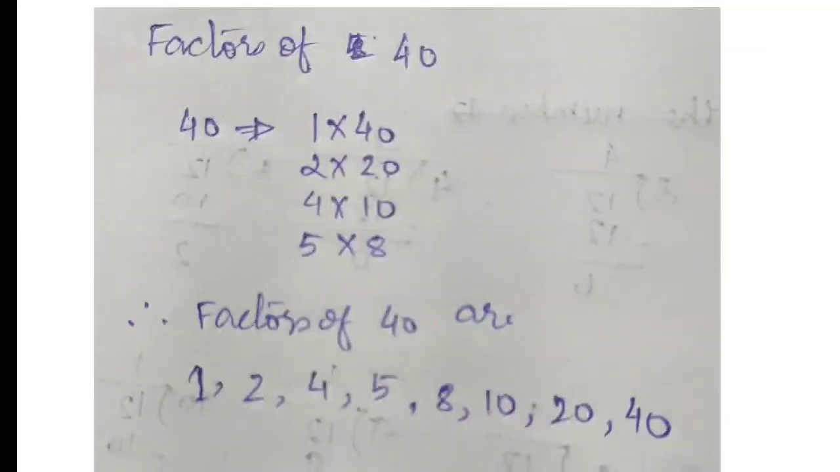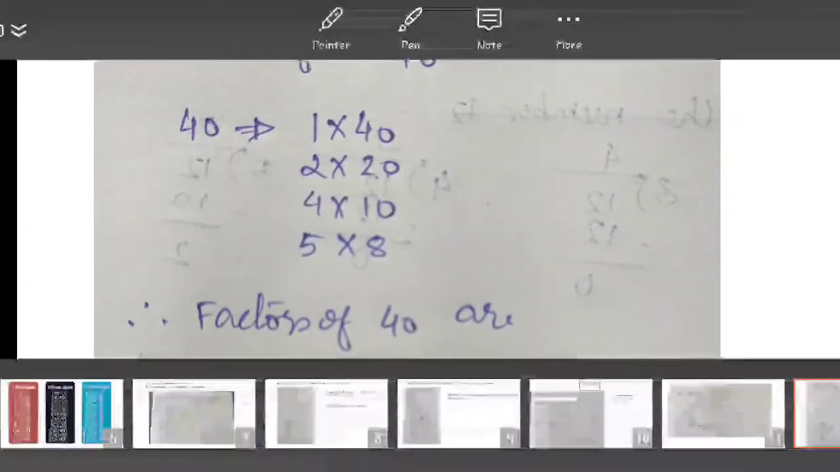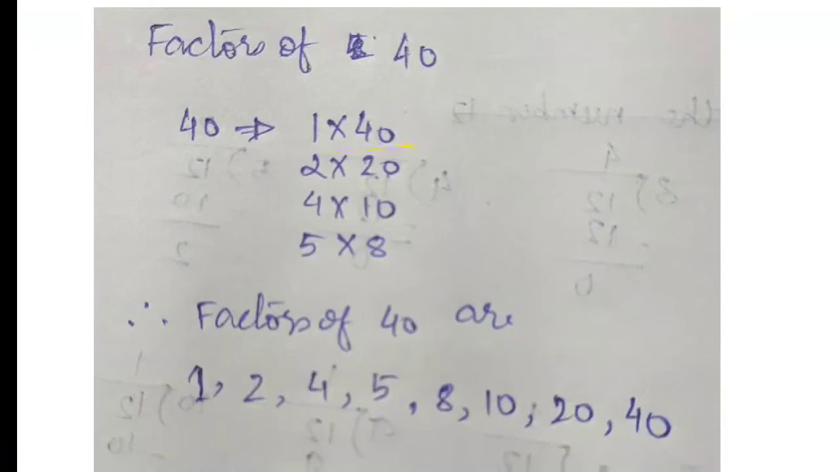If we consider the number 40, what are the factors of 40? Again we will start with the 1 table. 1 into 40 is 40. 2 into 20 is 40. 3 table, 40 is not there. 4 table, 4 tens are 40. 5 table, 5 eights are 40. If you go to the 6 table, there is no 40. 7 table also no 40. Go to the 8 table, 8 fives are 40.